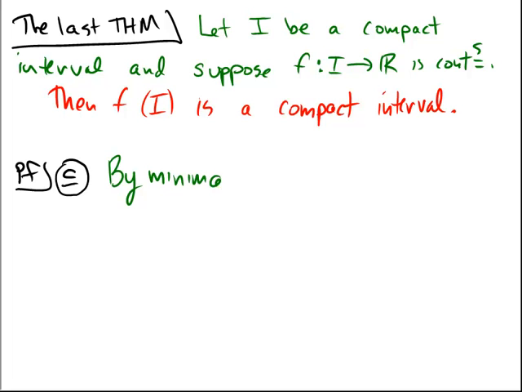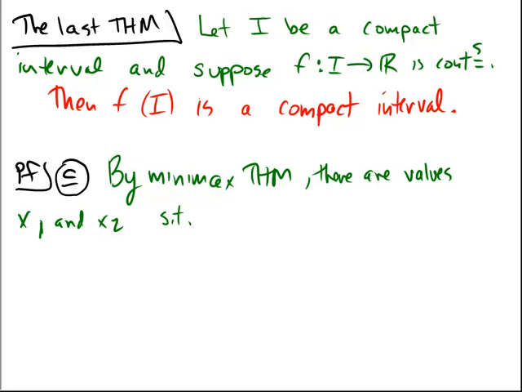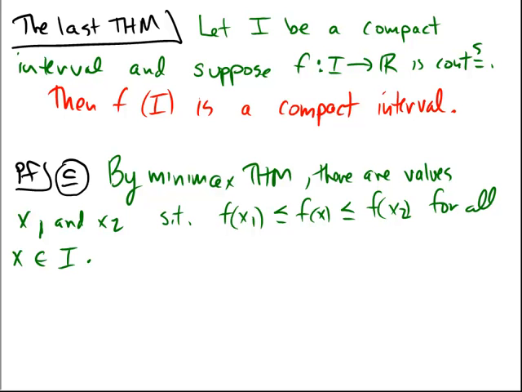By the Minimax theorem, we have a compact set as the domain, so we know that we're going to attain a minimum and a maximum. So by the Minimax theorem, there are values x1 and x2 such that f of x1 is less than or equal to f of x, which is less than or equal to f of x2 for all x in the interval.